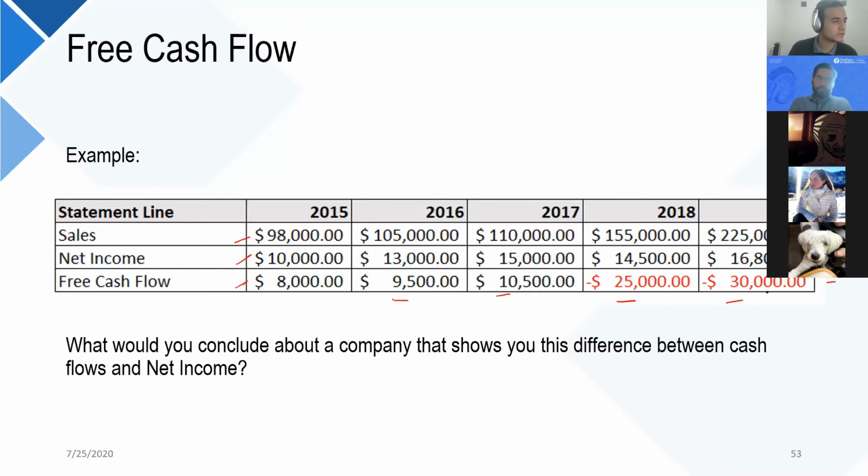So my question to you guys is, what would you conclude about companies that show you this difference between cash flows and net income? What do you guys think is the difference? Here, I mean, you are selling the same, right? But here you are only reporting 8,000 pesos over 10,000 net income. And the real problem is in years 2018 and 2019, where you have a negative cash flow.